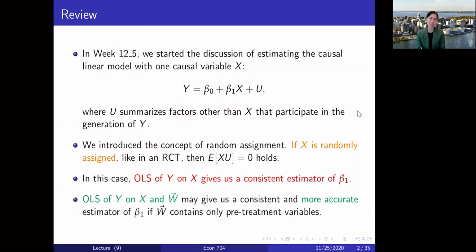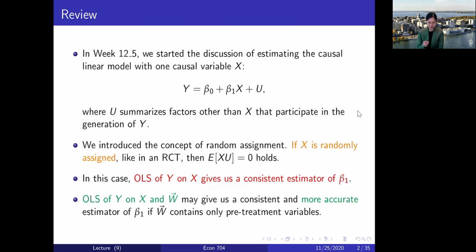We did talk about one setting where the OLS estimator of y on x will give us a consistent estimator, and that setting is the randomized control trial, in which x is randomly assigned in a way that is not correlated with any of the factors in u. And if the randomized control trial assumption is satisfied, E[Xu] equals 0, so that means x and the error term are orthogonal, and OLS regression of y on x will give us a consistent estimator for the causal effect beta 1.